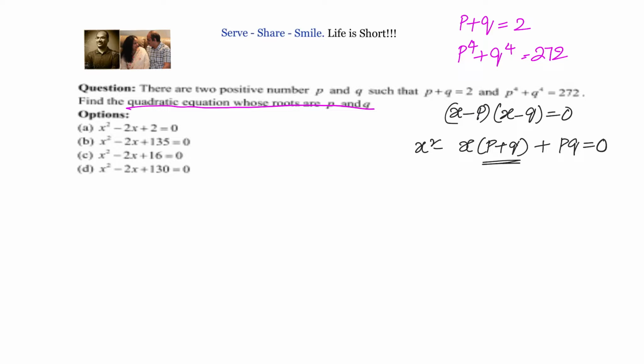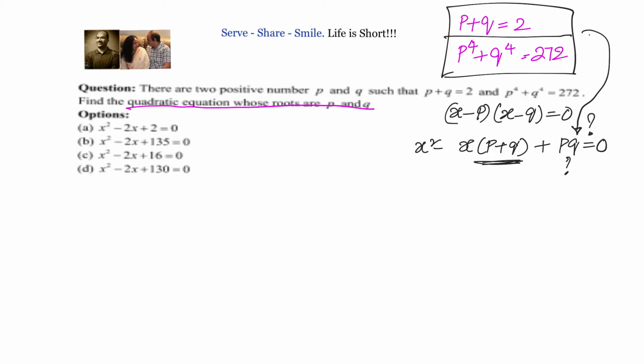Now out of this we know p plus q, but we don't know what pq is. To get pq we have two equations, so we have to leverage these two equations and find the value of pq. Let us start with p plus q first. We know that p plus q equals 2. Here the power is 1, here the power is 4, and in between will be power 2. So we start with p plus q, then go to p square plus q square, and from there to p power 4 plus q power 4. Leveraging these two equations, we want to find the value of pq and come back and substitute it. So let's start now.